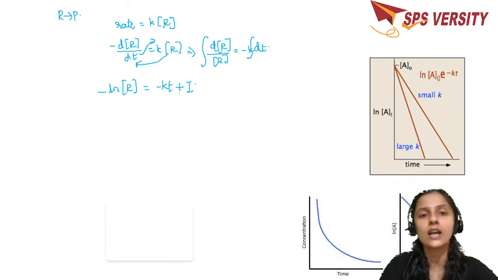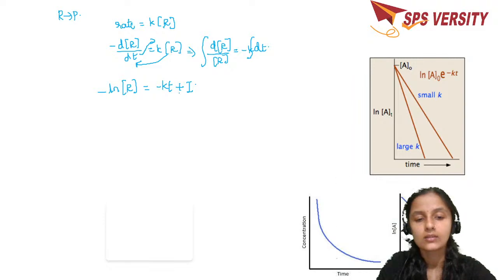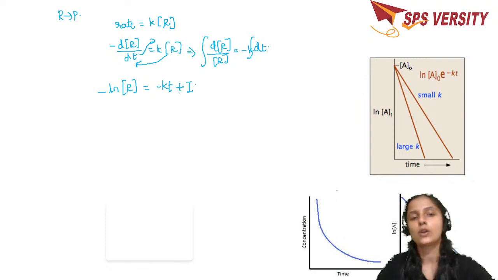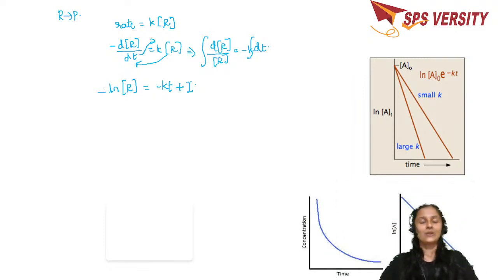What is the integration of dR by R? Is it ln R or minus ln R? This kind of thing you should be very clear about. If you are watching, I'm expecting an answer. Is it minus or is it plus? No answer at all. I'll take it as plus. So ln R is equal to minus Kt plus I.